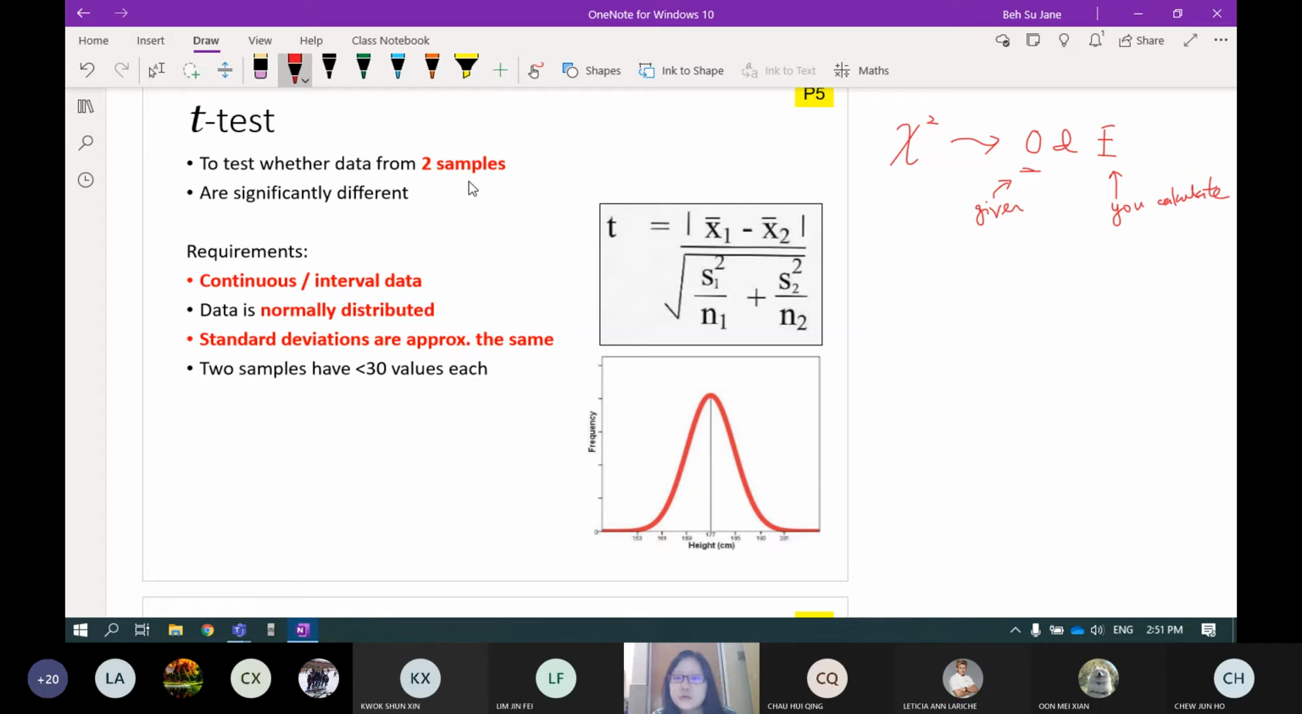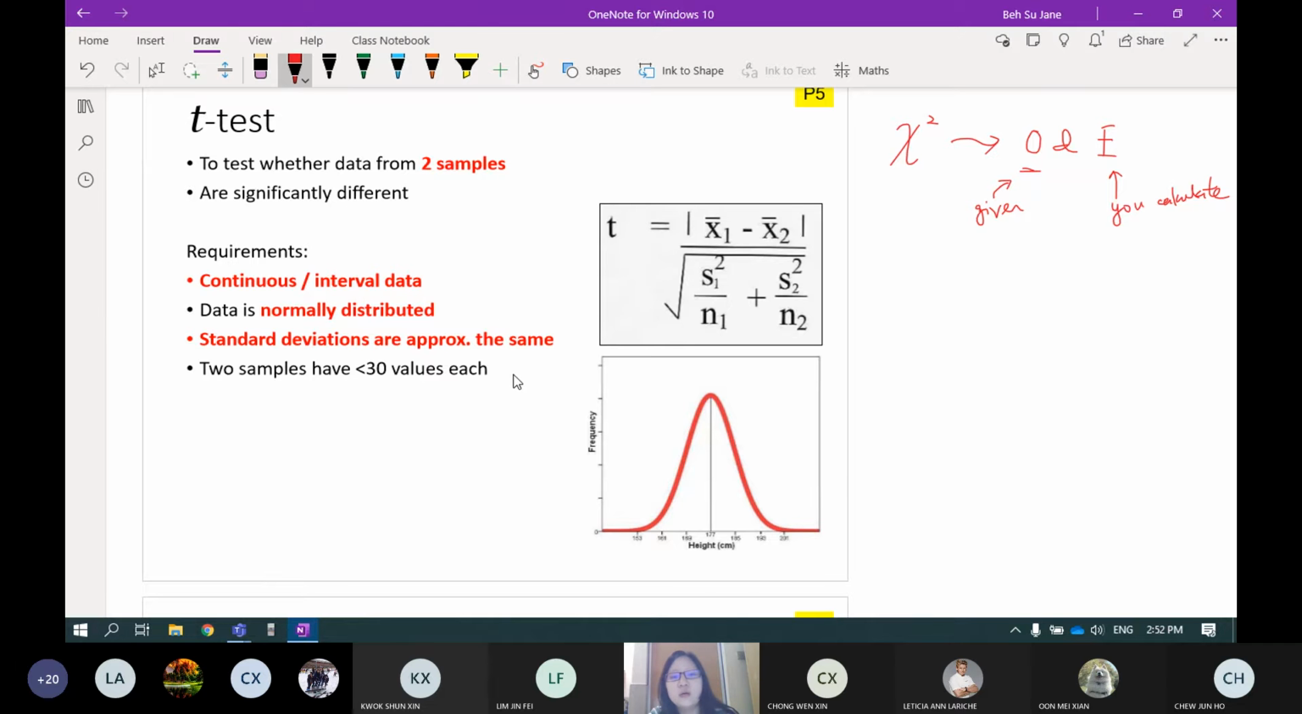So yeah, it's different. Also, in chi-square, they're using discontinuous data. That's why it's only for breeding experiments and ecological samples, because this is one organism, two organisms, there's no 1.5 organism. However, in t-test, it's continuous data. As we saw just now in petal flowers, there's 1.5, 2.5 mm. There's intermediates in between those data. So these are called continuous data. The data should be normally distributed, vaguely. The two standard deviations are approximately the same, and the two samples have less than 30 values each.